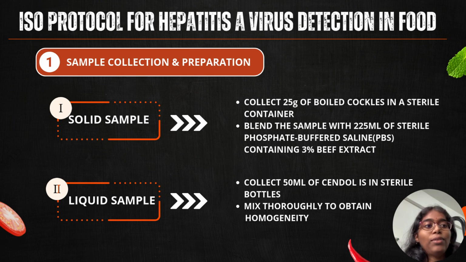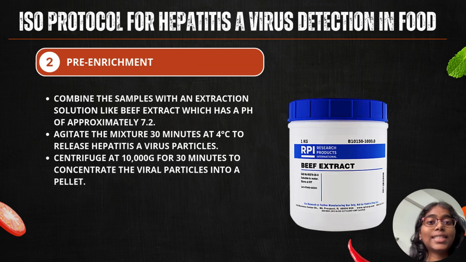For liquid sample, 50 ml of chendol is collected in a sterile container and mixed thoroughly to obtain a homogeneous solution. Second step is pre-enrichment. The samples are then combined with an extraction solution like beef extract, which has a pH of approximately 7.2. Then the mixture is agitated for 30 minutes at 4 degrees Celsius to release the hepatitis A virus particles. Then it is centrifuged at 10,000 relative centrifugal force for 30 minutes to concentrate the viral particles into a pellet.